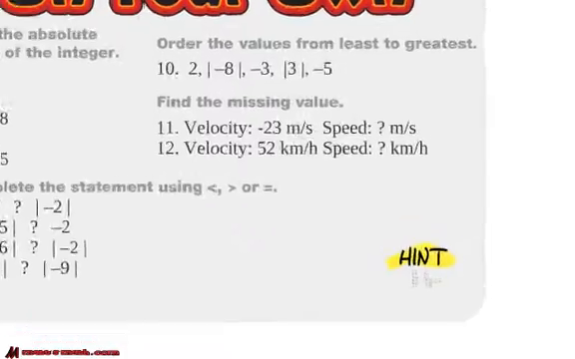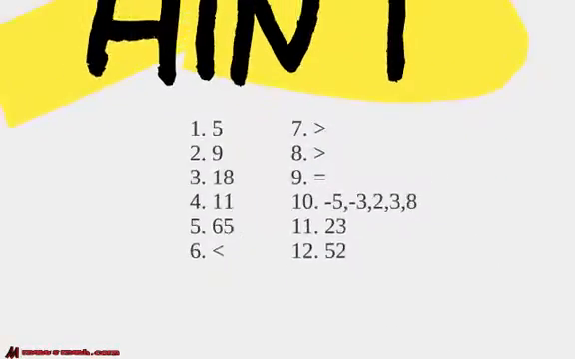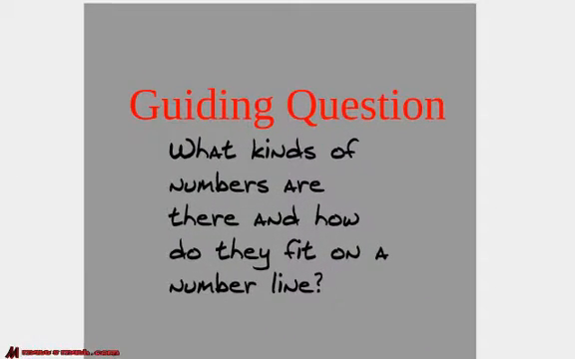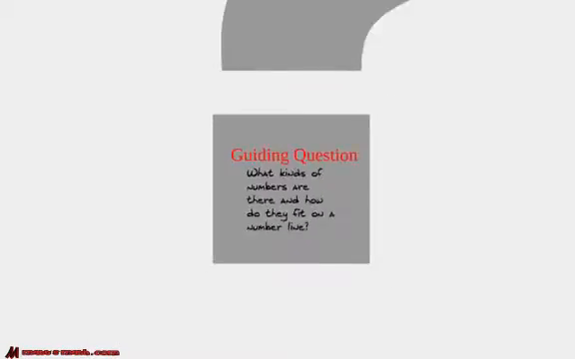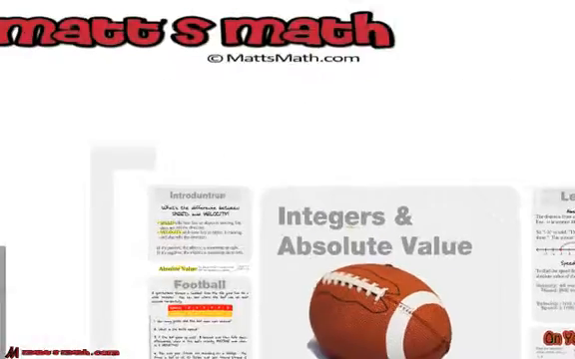All right, well, here are your hints for your answers. Okay, well, are you able to answer this question of what kinds of numbers there are? And how do you fit them on a number line? And what is absolute value? I bet you are. Well, that was it as we talked about football and integers and absolute value. Got a better picture of that now? Well, I bet you do.